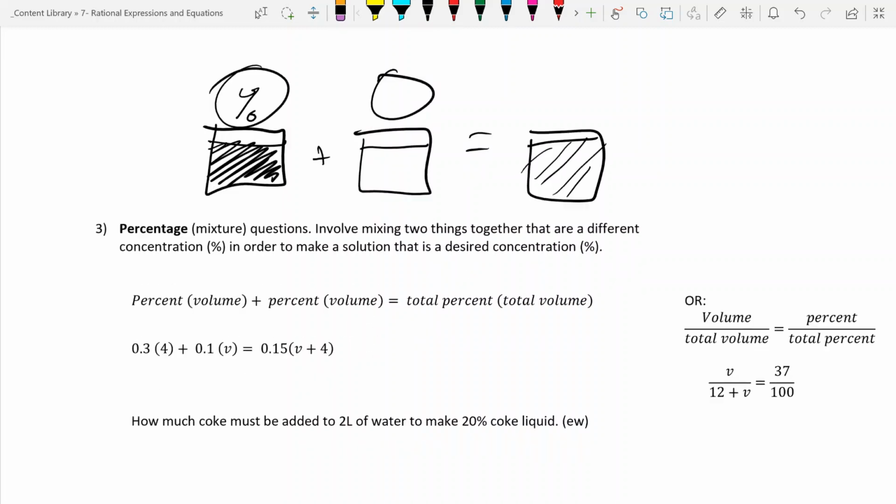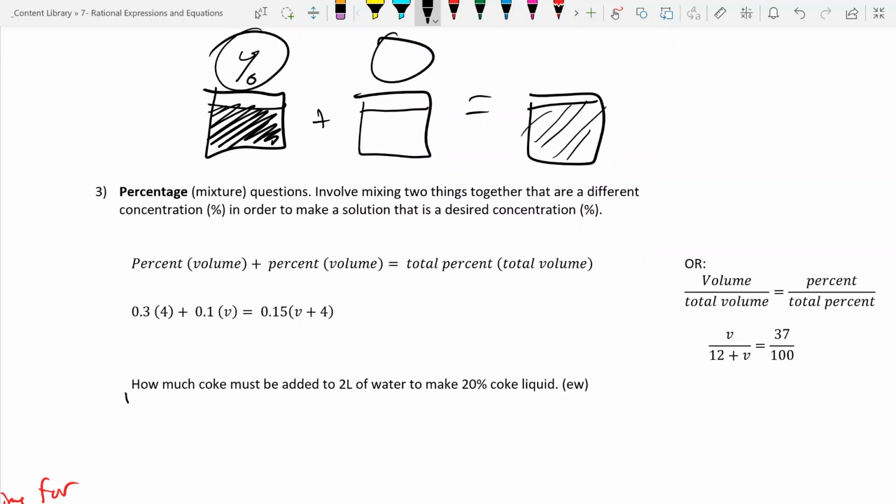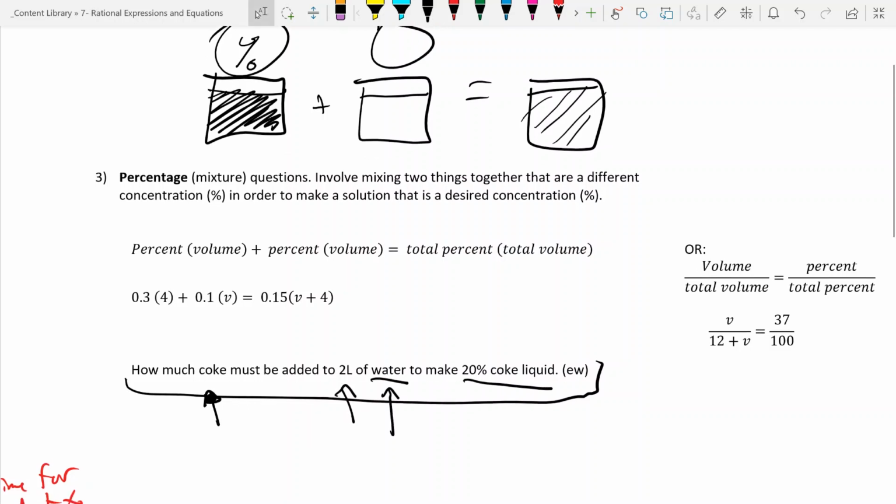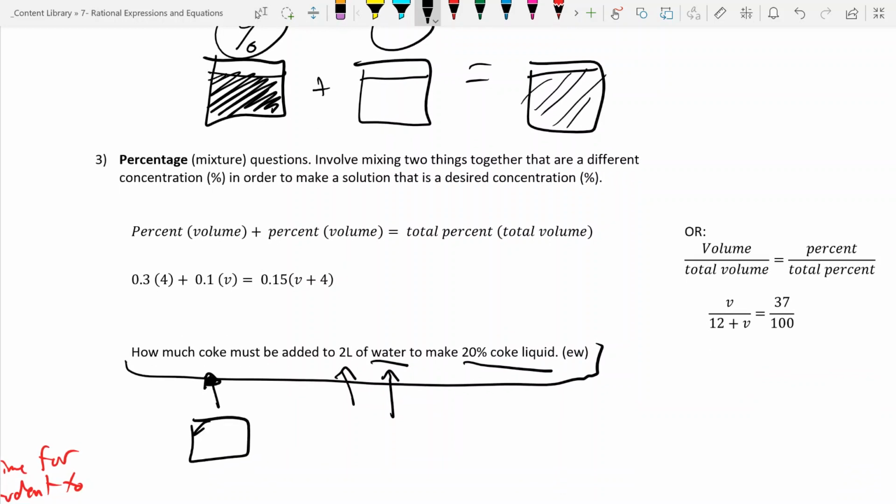So a lot of questions you'll get will be like this. How much of something, like concentrated something, must be added to 2 liters of water, it'll almost always be water, to make 20%. So the idea is like the Coke is 100% because it's 100% Coke. The water is 0%, but when you mix them together, you get a mixture, and we want 20%.